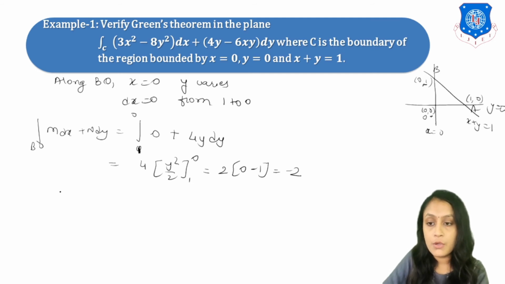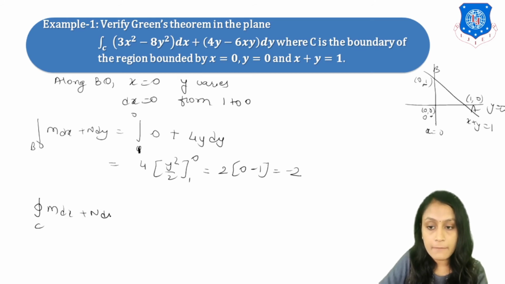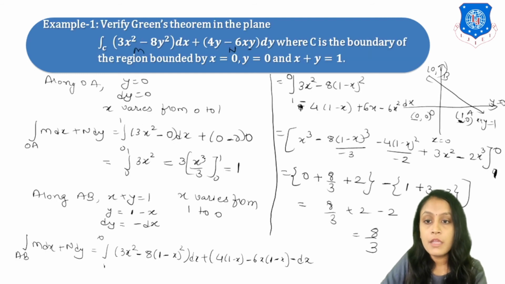Now at last we have to find the closed integration over C of m dx plus n dy. So we have to add all the three answers, right? Now let's see, the first answer is 1. The second answer is 8 by 3.